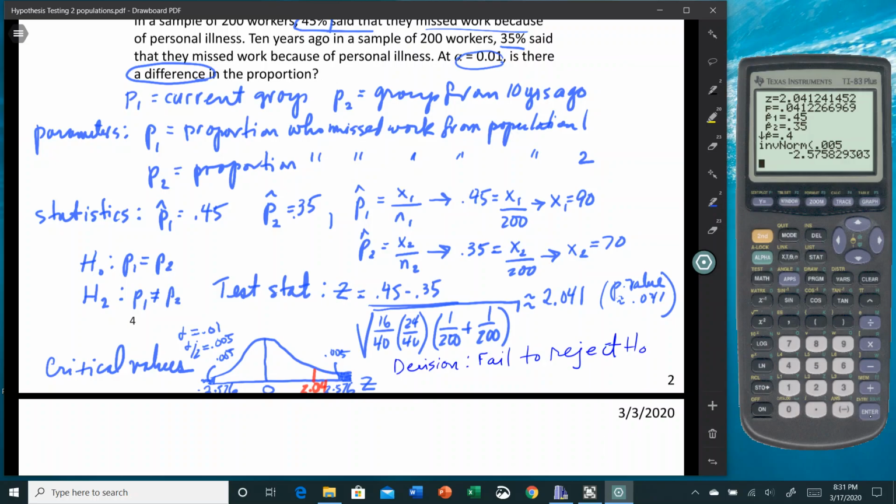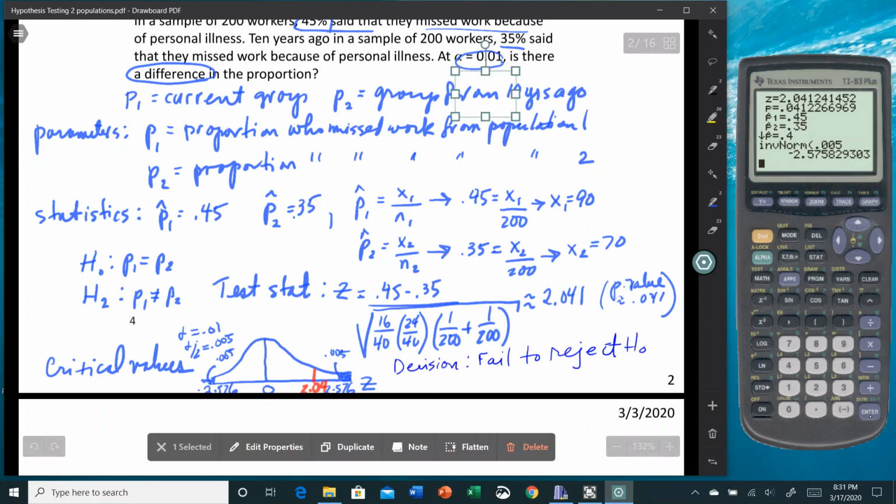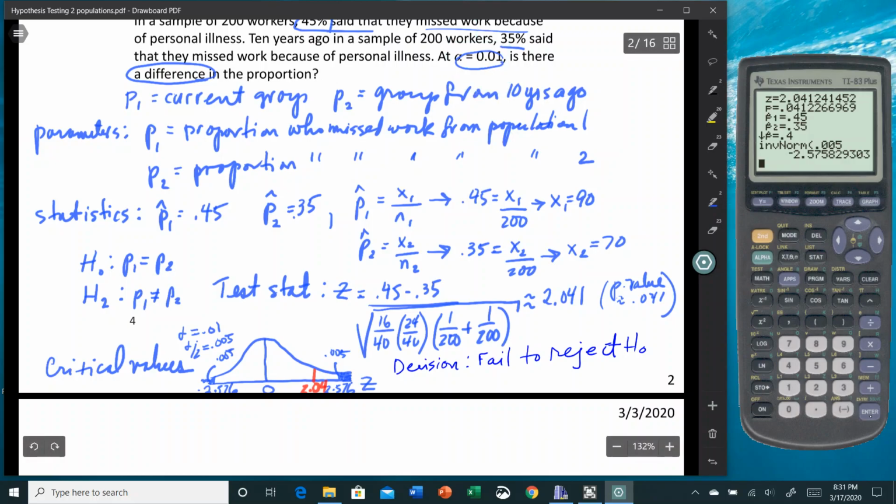Well, since our p-value is larger than alpha, that is a case of fail to reject, but the p-value is less than 0.05, so that there is some evidence, but not at that level, in favor of the alternative hypothesis. Oops, having fun with this.